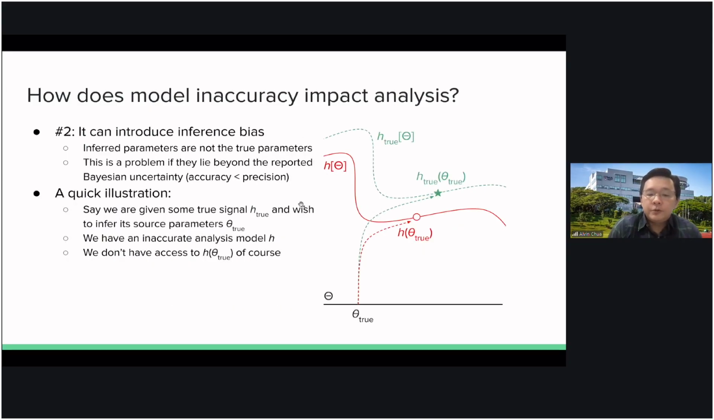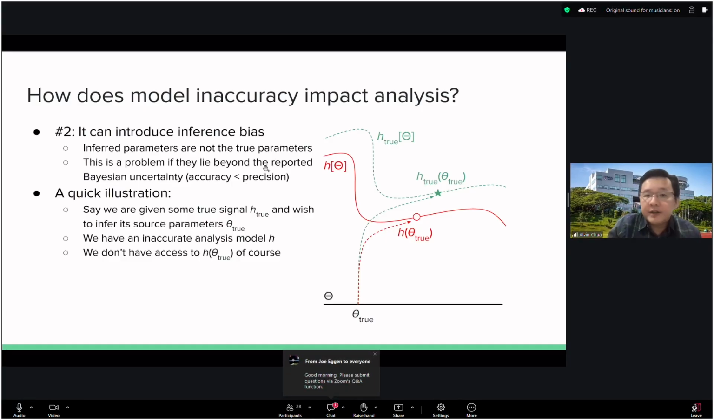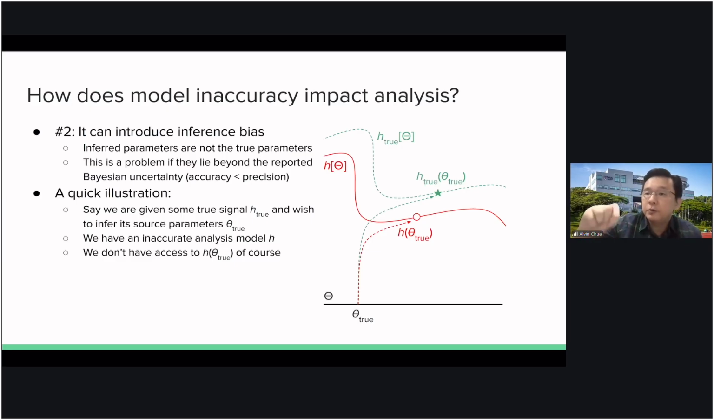The second and more important way that model inaccuracy impacts analysis is that it can introduce inference bias. This is to say that the inferred parameters are actually not the true parameters. That alone isn't really a problem. It's only a problem if the inferred parameters also lie beyond the reported Bayesian uncertainty, which is, in other words, when the accuracy of the analysis you're doing is actually worse than its precision, or at least its reported precision.